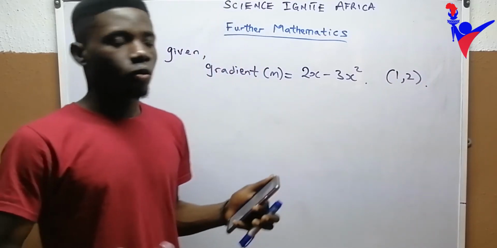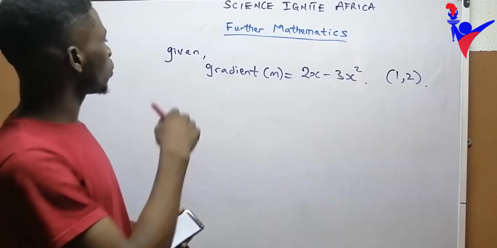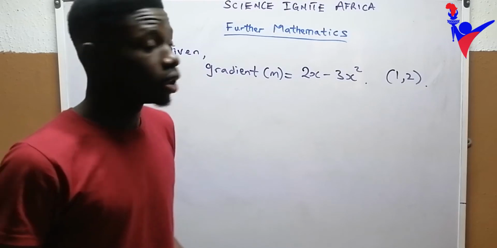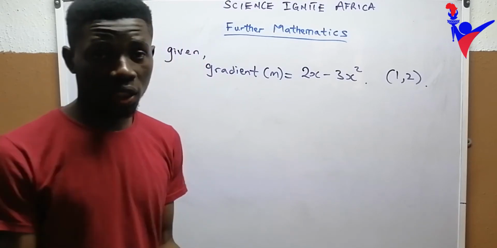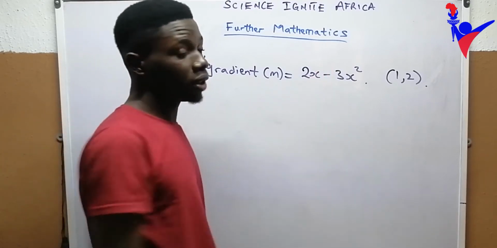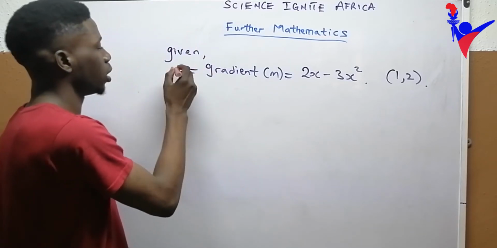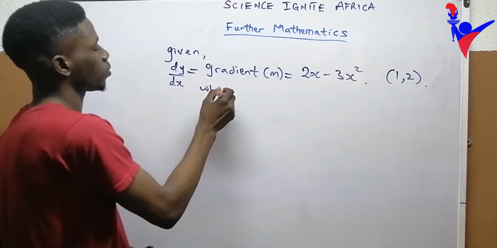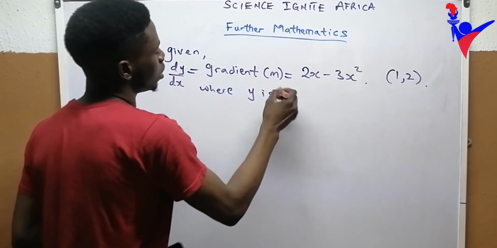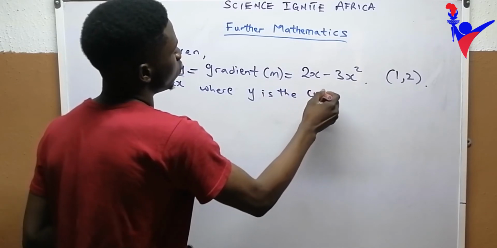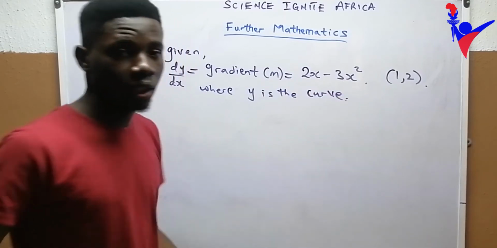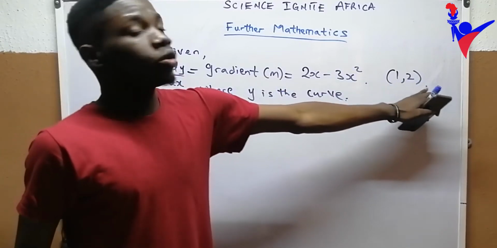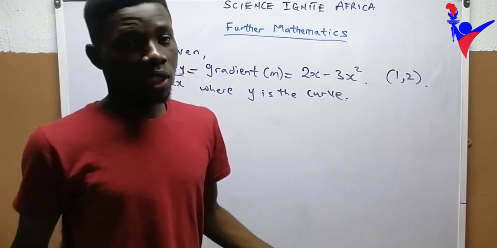Now, from this question, we have the gradient of the curve, which is given by this equation. What is gradient? If you're a student of further math, you know what gradient is. In fact, based on what we're dealing with, our gradient is simply dy/dx, where y is the curve that we're dealing with. Whenever you have this kind of thing, you will know the reason why we're given (1, 2) as a point that lies on it.